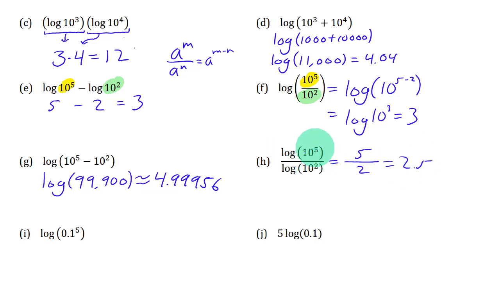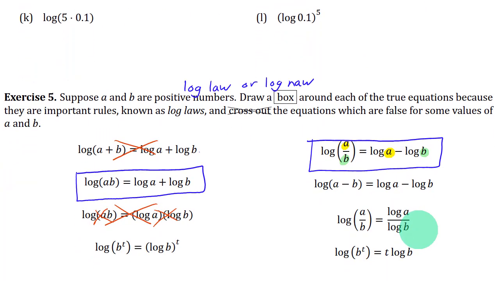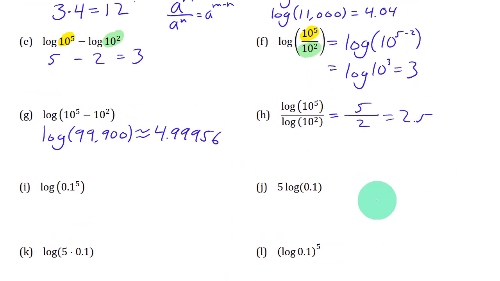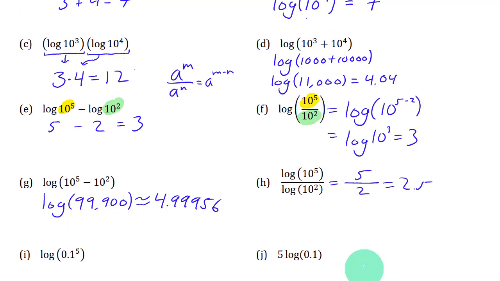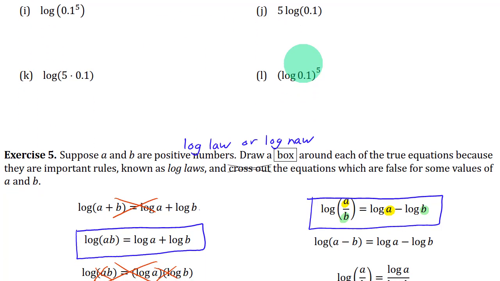Okay, so this doesn't turn into any of these other things. And part G didn't turn into any of these other things. So let's see which ones here are different. So log of A minus B, is that equal to log of A minus log of B? That would be like saying this one is the same as that, and those are not the same. So this is a log no.